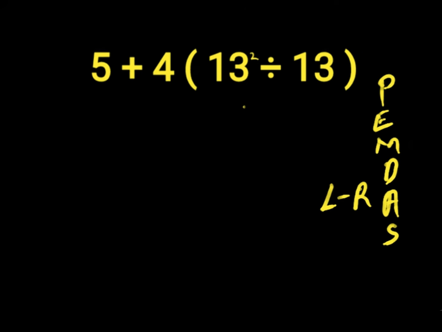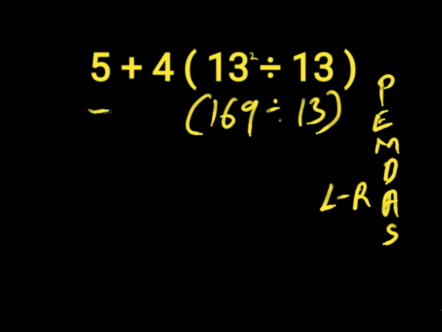First of all, we solve our parentheses, which is 13 to the power of 2 divided by 13. So we first solve our exponent, which is 13 to the power of 2. 13 times 13 will give us 169. Then we have 169 divided by 13. Put it in our parentheses.